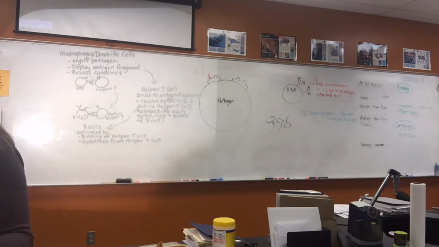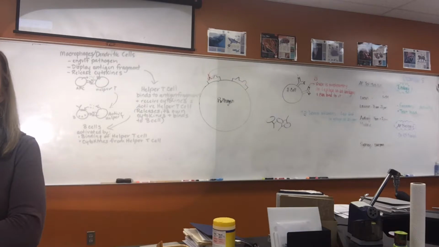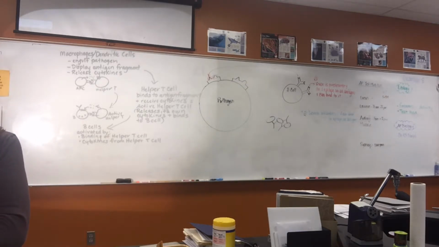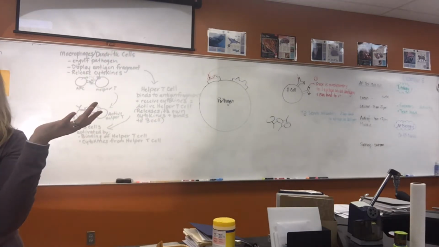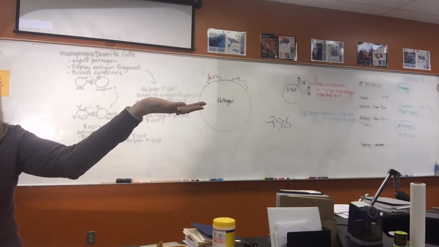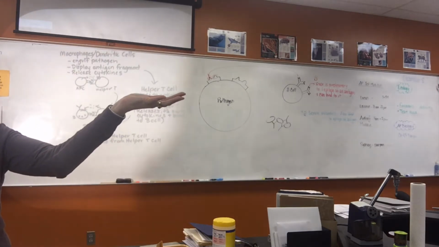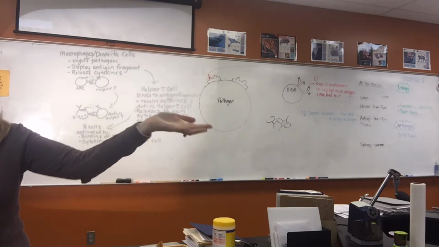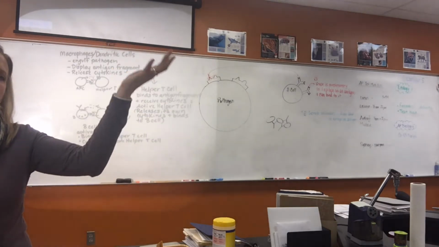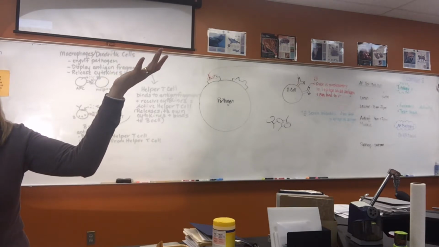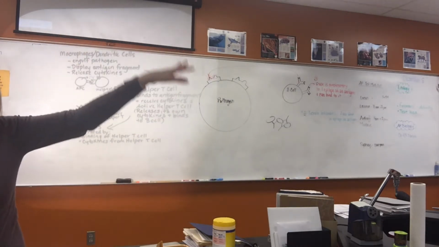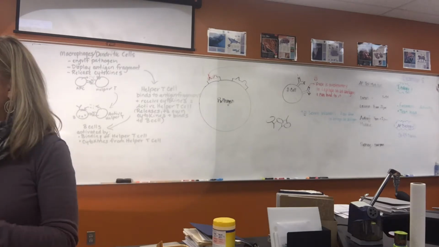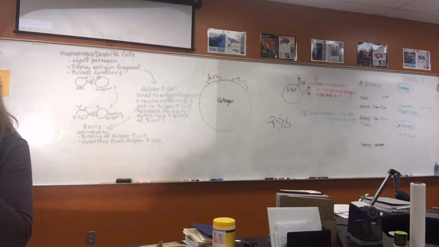B cells activated. What happens when they become activated? They make clones of themselves and then eventually differentiate into what two types of cells? Memory cells and plasma cells that are going to secrete antibodies. Which one of those, memory or plasma cells, is important for your current infection? Plasma cells. The memory cells are going to be important for later on, for the next time you get infected, but the plasma cells are important here.